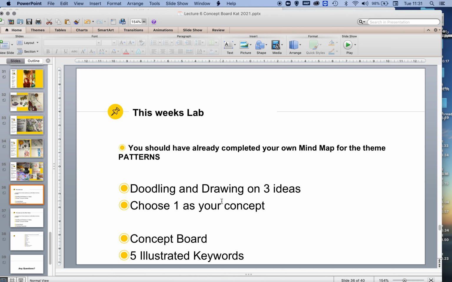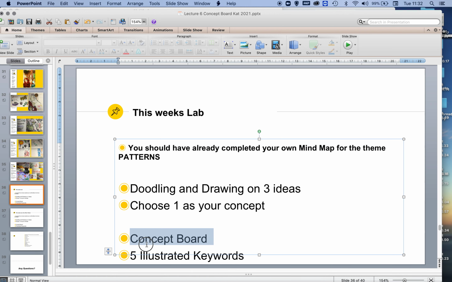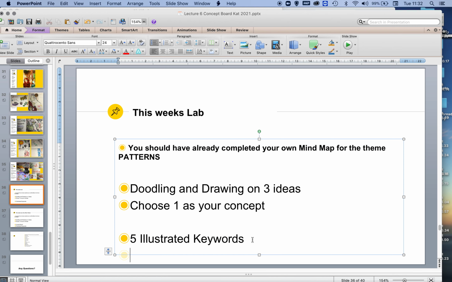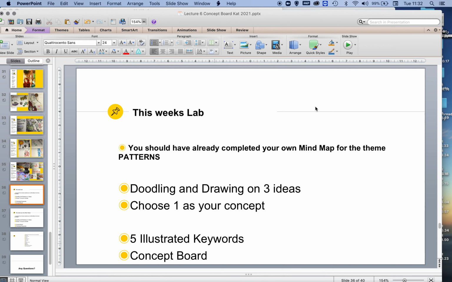So you should have already done your mind map for the theme patterns. You should do some doodling and drawing on 3 ideas from that mind map to get you going, explore and see which one of these ideas is really sticking with me, which ones can I think of visuals for. And when you've done that, you can look back and say which one is really working for me here, which one do I feel I can take forward. So you choose that one for your concept. Then you're going to make a concept board and you are going to do your 5 illustrated keywords. Actually, I would say do your illustrated keywords first and then your concept board. It's probably a better order to do it in.